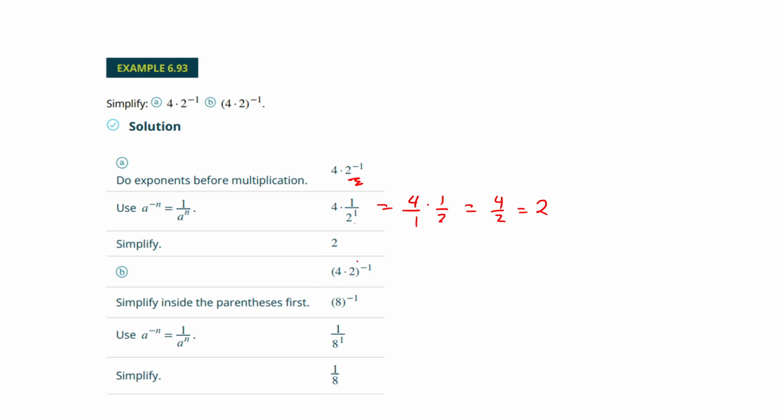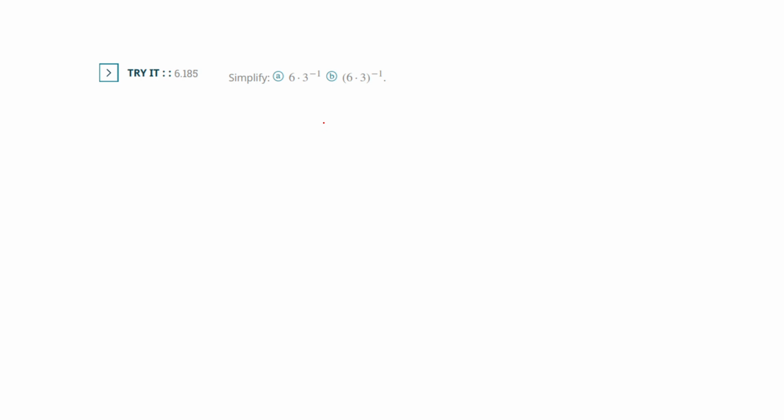Now the second one, everything is being taken to the negative 1/2 power. So please excuse my dear Aunt Sally says do inside of there first. That gets me 8. Now 8 to the negative first moves to the bottom, and I would get this. Okay, so only the 3 is moving to the bottom here. So I have 6 over 3 to the first, which is just 3. That reduces down to 2.